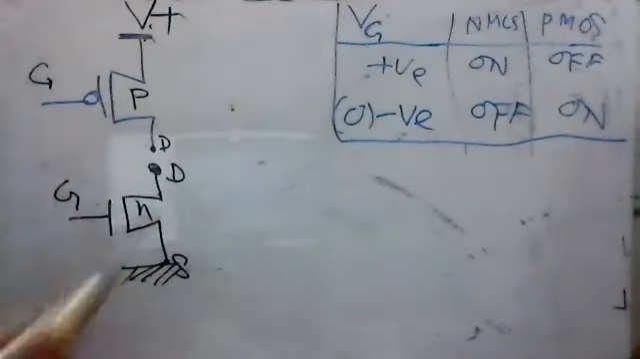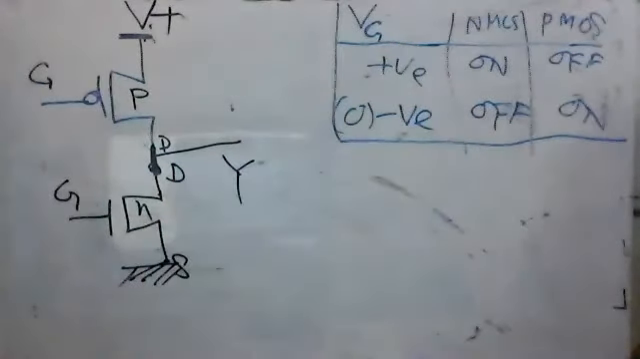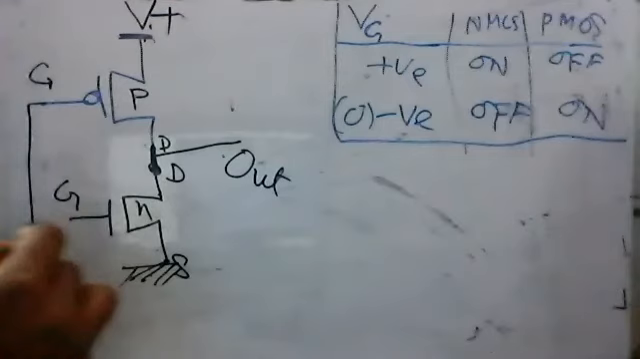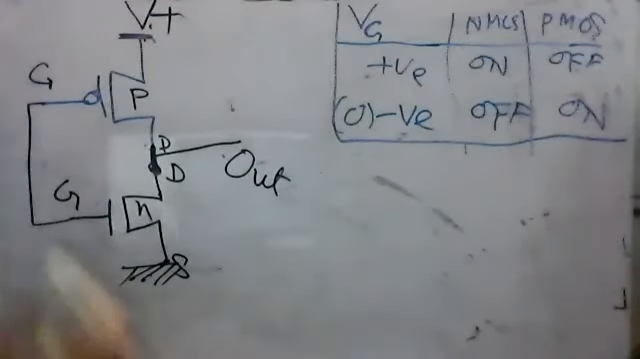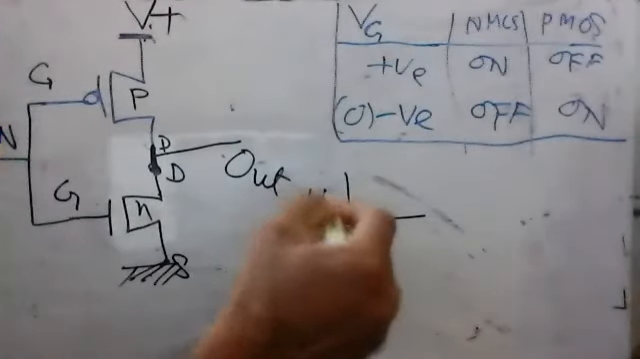And now we connect these two drains. Two drains are short circuited and we'll take the output from here. Let's say this is output. What we do, we connect these two gates, because both gates are connected, and we got a common input point, and we call this in. Okay, so this is a circuit. And now we see how it operates, and we put input voltage and output here, and we'll see how it works.